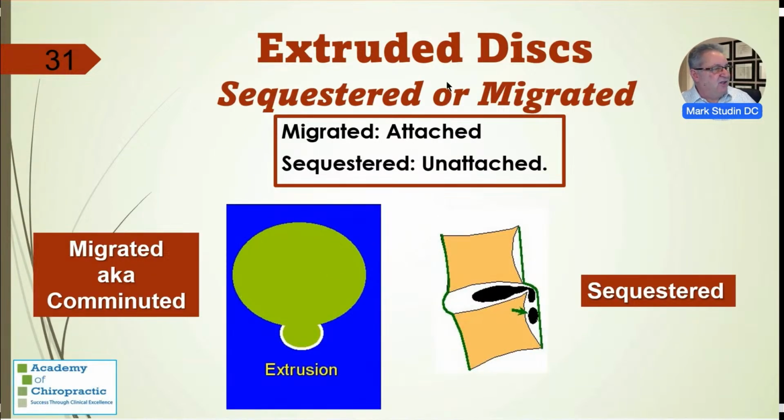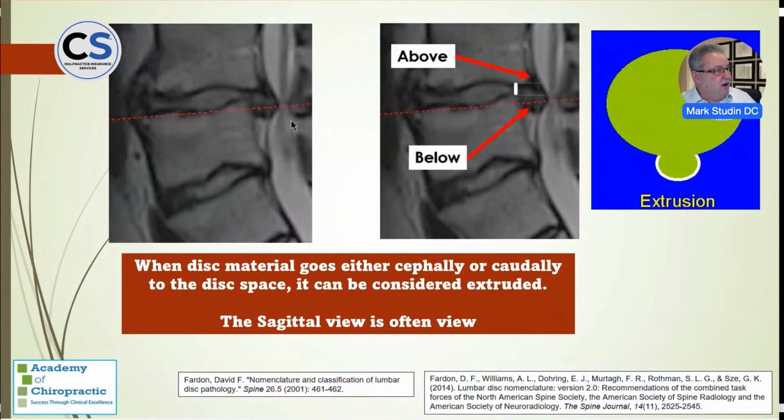Then we've got an extruded disc. An extruded disc can be migrated or comminuted, meaning attached, or fragmented or sequestered. They're both extrusions. So here's an extruded disc. Here's the bone, here's the disc, here's the herniation, the extrusion type herniation.